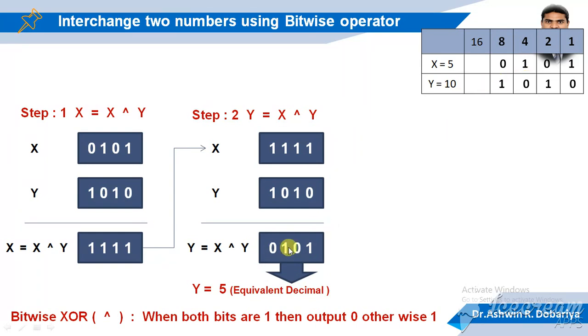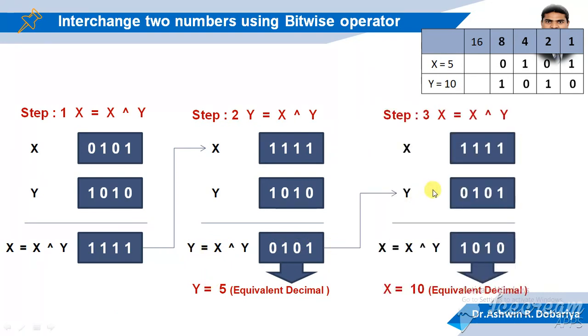So see here, 0 1 0 1. So 0 1 0 1 is equivalent to 5. So internally y becomes 5. Now see, our first target is achieved. 5 is transferred to y because now y is 0 1 0 1, right?